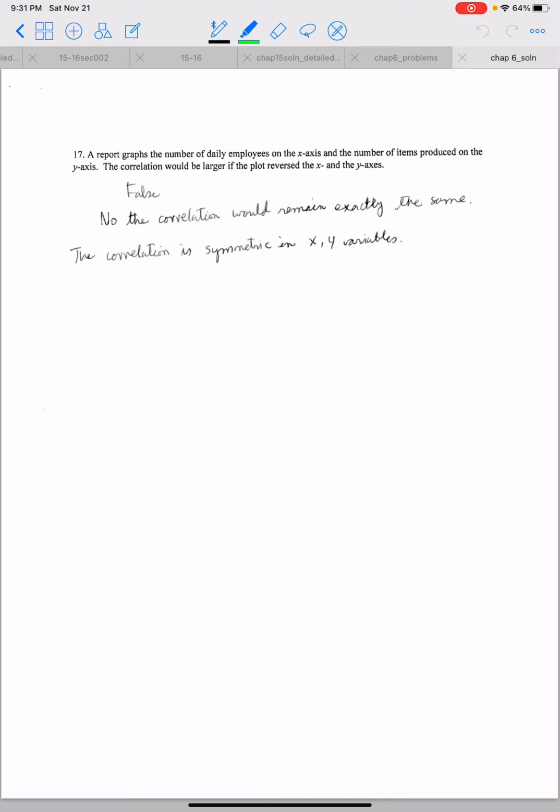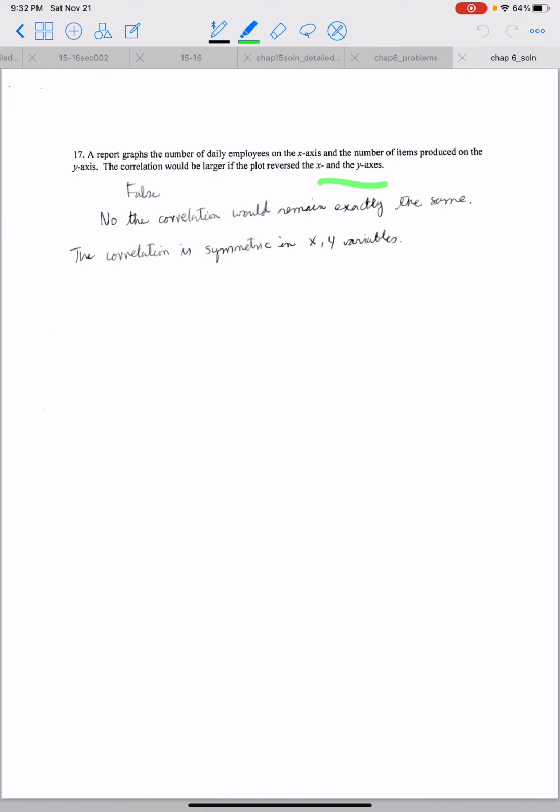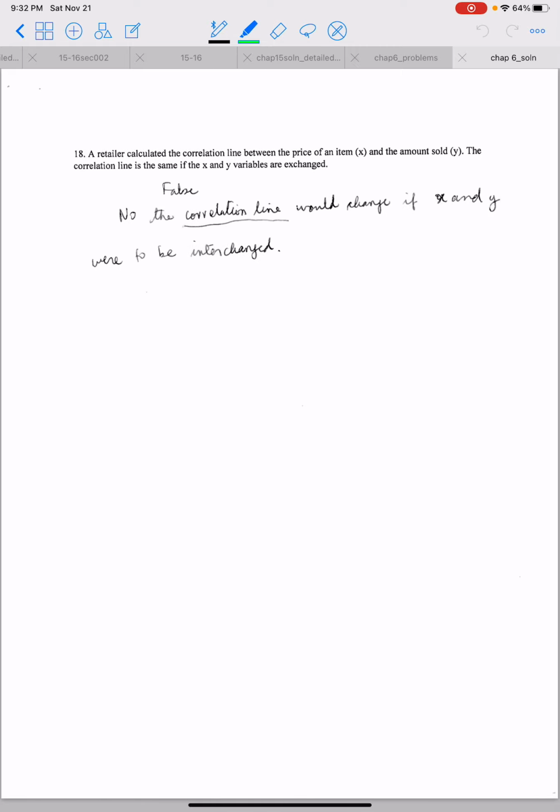A report graphs the number of daily employees on the x-axis and the number of items produced on the y-axis. The correlation would be larger if the plot reverses the x and the y-axis. False. Now let us look at the formula of the correlation. As you can see, this formula is symmetric in x and y. That is, if x and y are interchanged, the formula remains the same. So here, the answer is false.